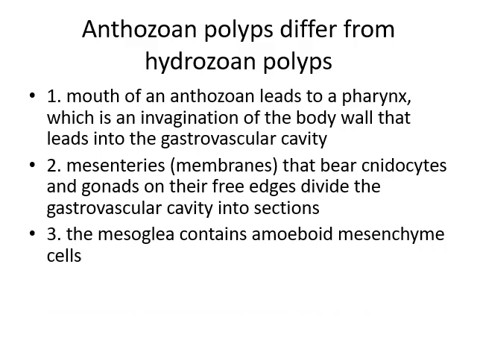Anthozoan polyps differ from the hydrozoan polyp. That is, one, the mouth of an anthozoan leads to a pharynx, which is an invagination of the body wall that leads into the gastrovascular cavity. Second, mesenteries are membranes that bear cnidocytes and gonads on their free edges and divide the gastrovascular cavity into sections, just like the pages of a book. The mesoglea contains amoeboid mesenchymal cells.